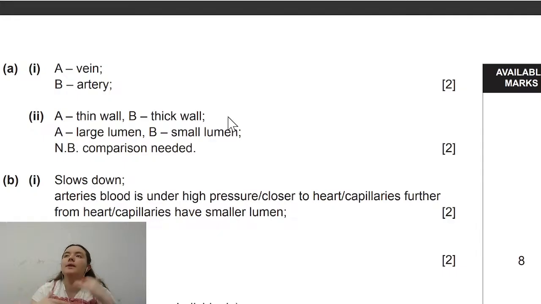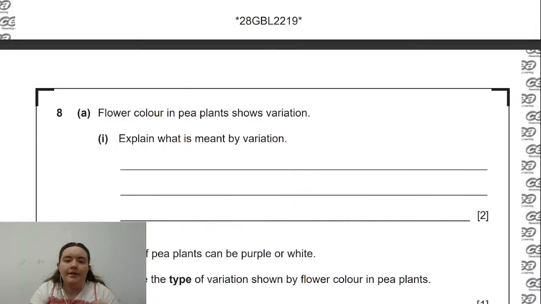So your comparative term is, this one is like this, and you don't necessarily have to say that the other one is like that, but it's obviously better. So it's better to say A has a thin wall whereas B has a thick wall, and A has a large lumen whereas B has a small lumen, than it is to just say large or small lumen. It is important that we are using our comparative terms. All right, so I didn't finish that.